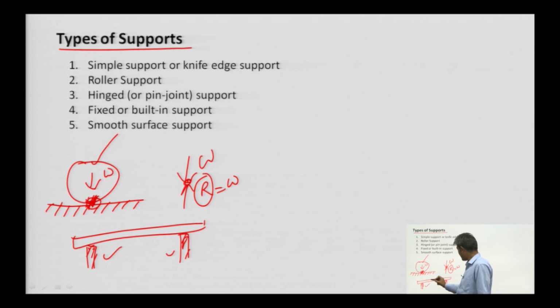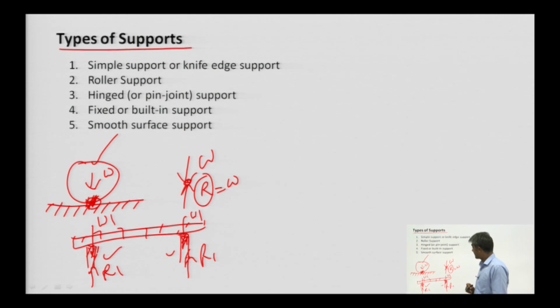In the same case, if the weight W and part of it, W1, is coming over here, then equal and opposite R1 and R2 will be there, and R1 and R2 will be considered as the reactions, because these are the reactions of the support, that is why support reaction.